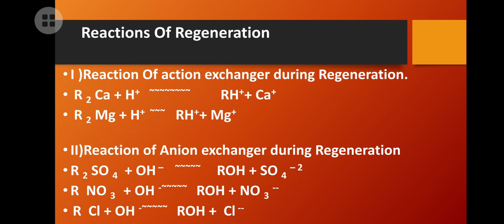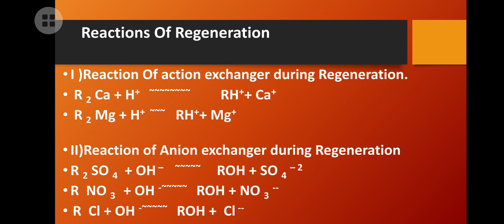The cation exchanger was originally RH, but because of its reaction with calcium and magnesium, the compounds that were formed were R2Ca and R2Mg. So again they have to be regenerated to RH. For this purpose, they are made to react with H ion, and the two reactions are as follows.